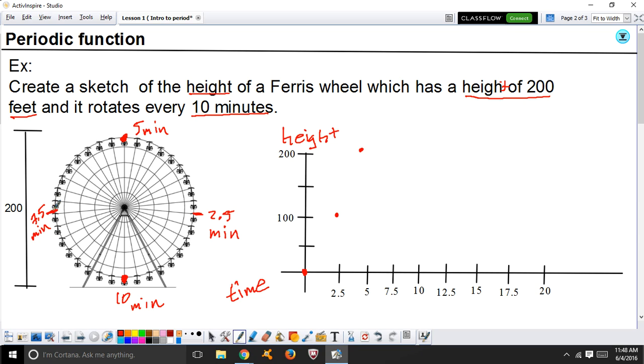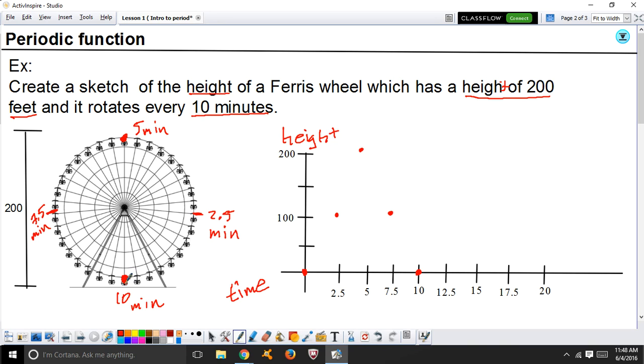That means that at 7.5 minutes, notice that you start going down again. So you go down to what height? You go down to half of 200, which is 100. So at 7.5, we're back to 100. And exactly at 10 minutes, you go back to 0. Let's repeat that same process again. Now you went through a full cycle.